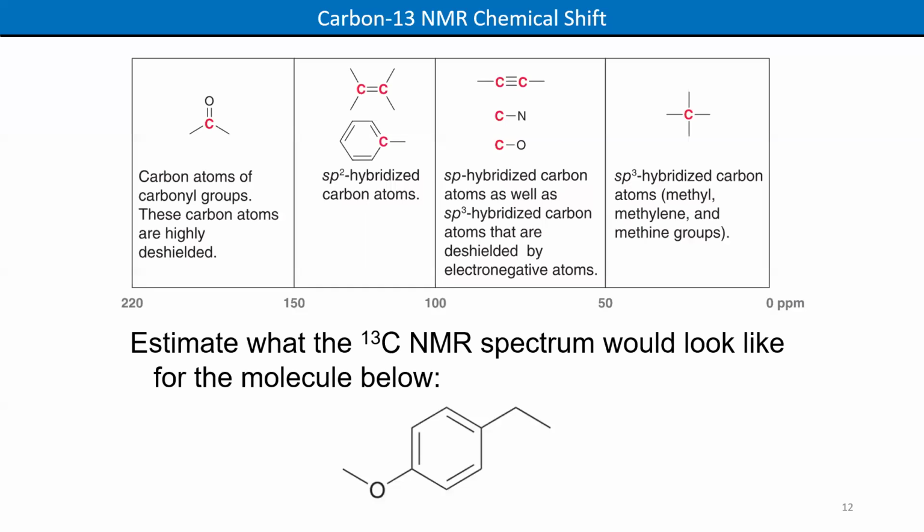0 to 50 is where you find sp3 carbons. 50 to 100 is either sp carbons or sp3 carbons that are deshielded by an electronegative element, so directly attached to an electronegative element. 100 to 150 is sp2 hybridized, including alkenes. So your alkenes and your aromatics will show up in the same region with carbon-13. That's a little different.